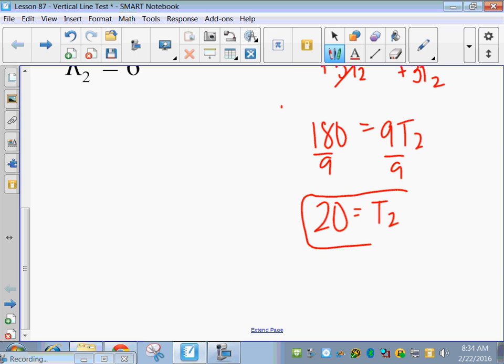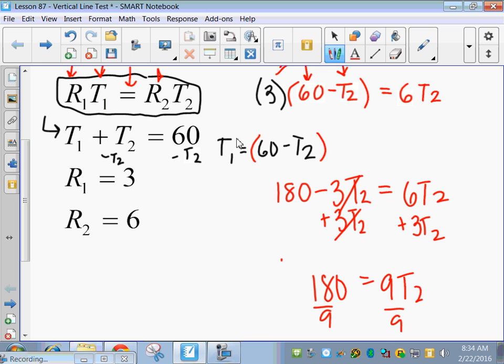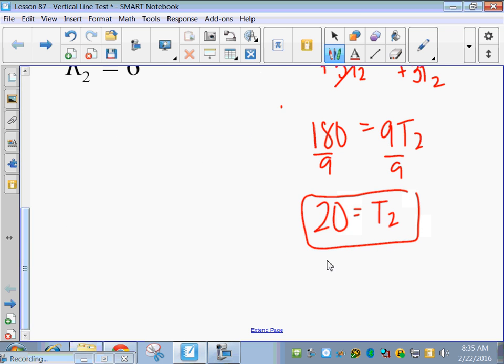It says solve for all unknowns. They gave us R1, they gave us R2. What's the other variable that is unknown? Yeah, T1. So you can come back up here. T1 is equal to 60 minus T2. If I plug in T2 is 20, then what do we get for T1? Yep, so T1 is equal to 40. All right, so that's just more substitution. We've pretty much done that, right?